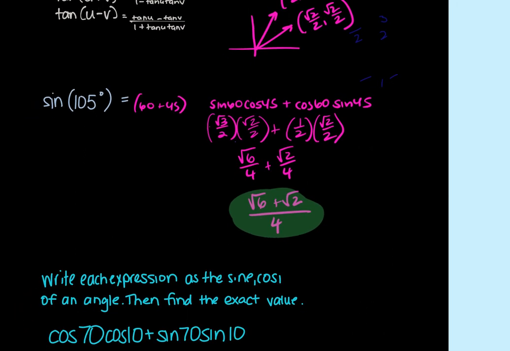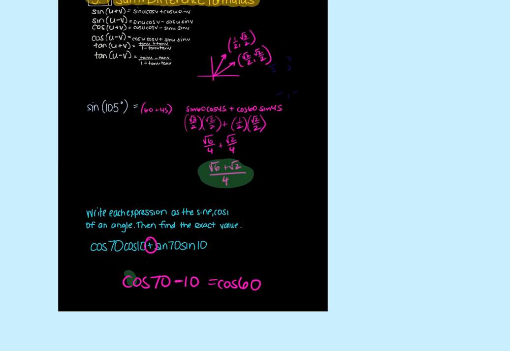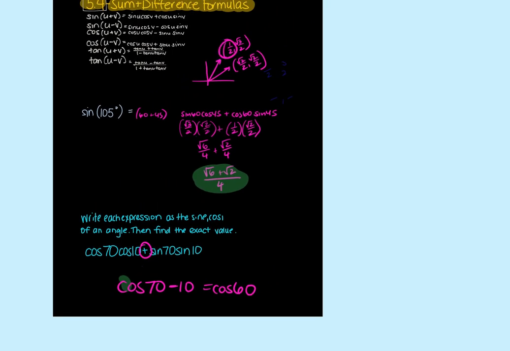All right, then you had the reverse of these: write the expression as the sine, cosine, or tangent of the angle, then find the exact value. So if my pattern is cosine, cosine, sine, sine, which trig function? Cosine. Keep or flip the sign? Flip it. So it's cosine of 70, and this plus becomes a minus, so minus 10. Cosine of 60, and we just looked this up because it's up here. The cosine of 60 is 1/2.